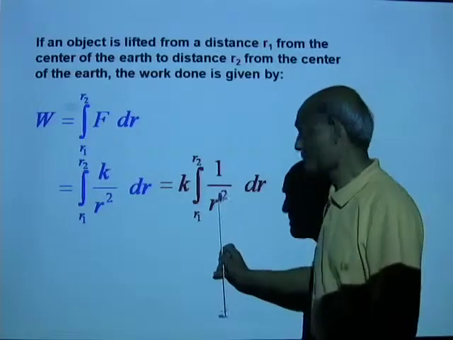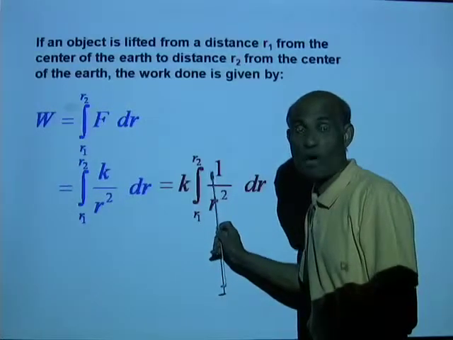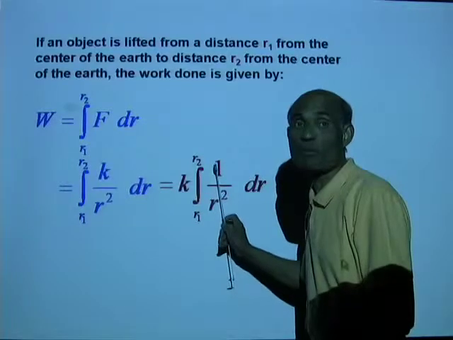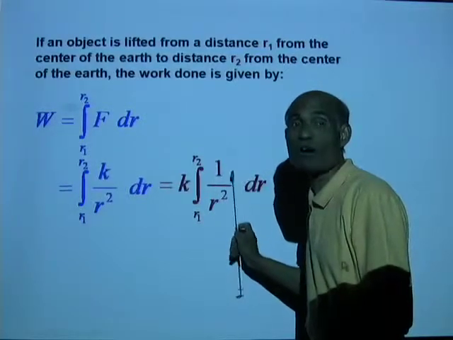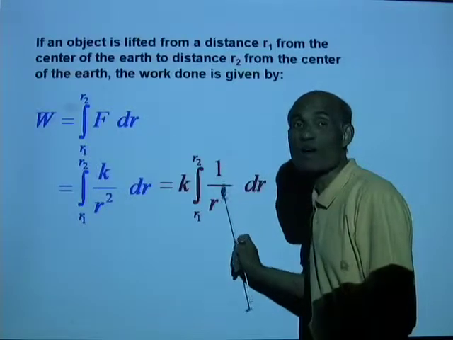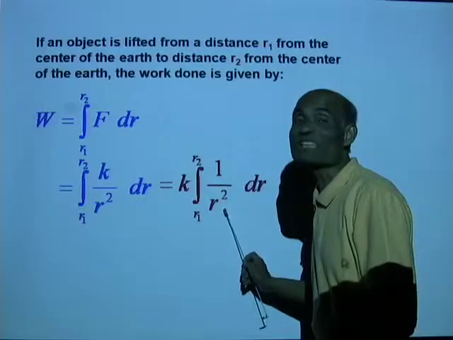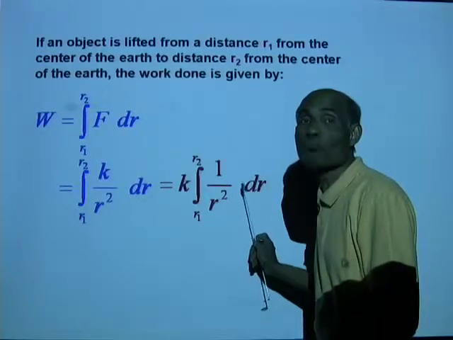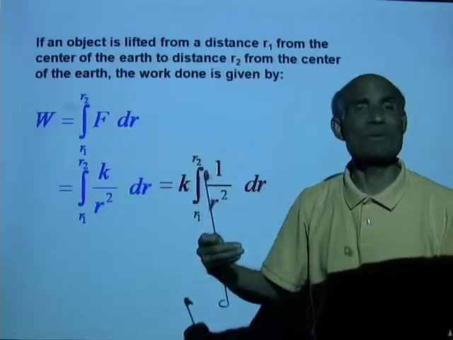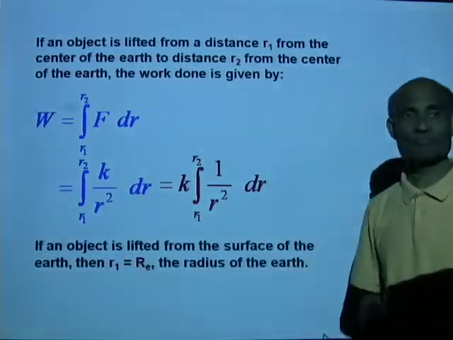You can also do it using the power rule. 1 over r squared is r to the power of negative 2. The integral of r to the power of negative 2 dr is r to the power of negative 2 plus 1 over negative 2 plus 1, and that will be negative r to the power of negative 1, which is negative 1 over r. Now try writing that down on your own.